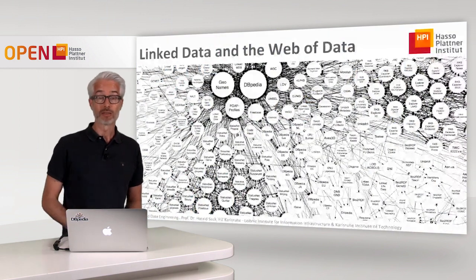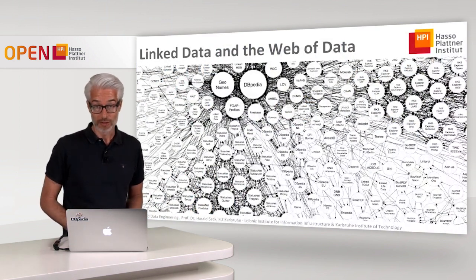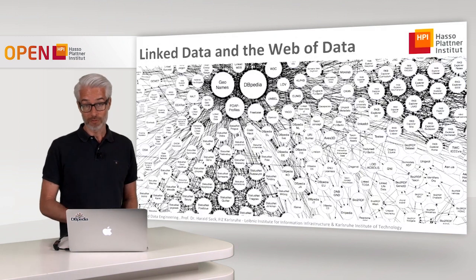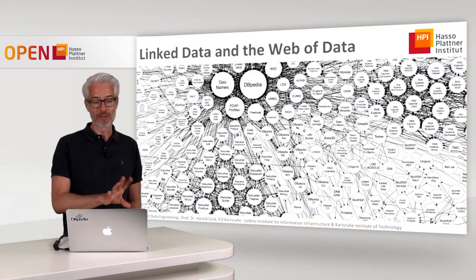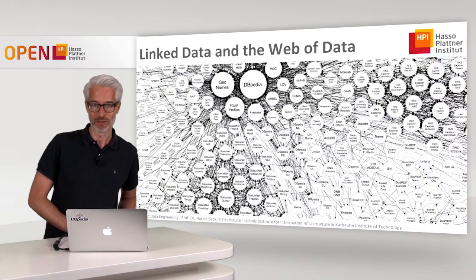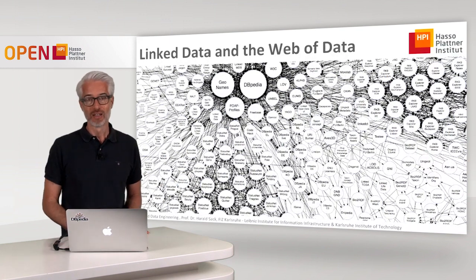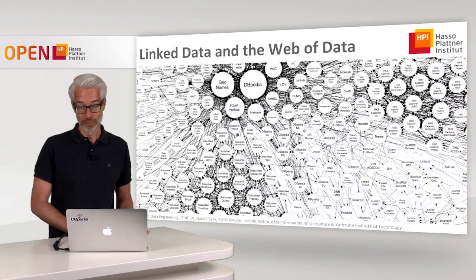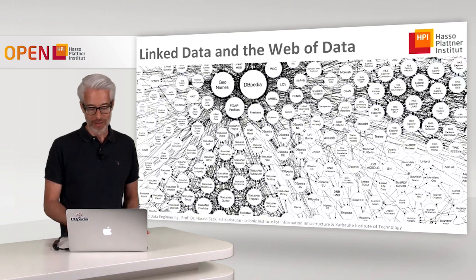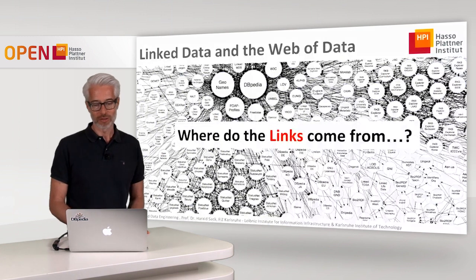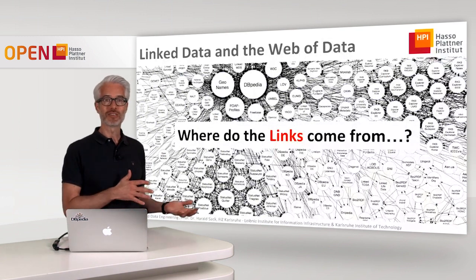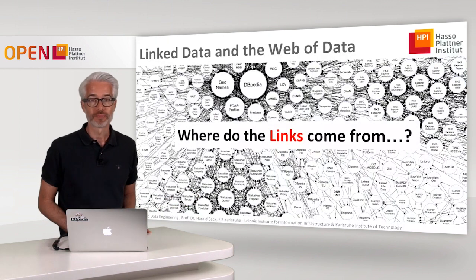First, let's have a look at the web of data. So this is a picture that we will see rather often in this course. This is the linked data cloud, the so-called web of data. And this is a huge set of data sets which are interconnected with each other via links. But the point is, of course, where do these links between these different data sets come from?